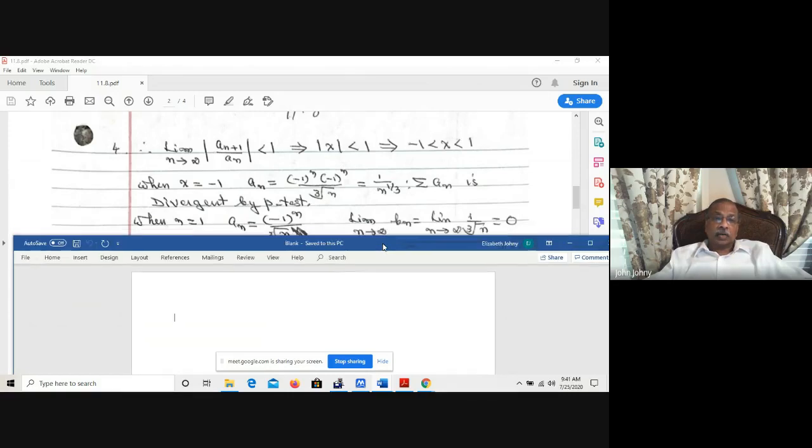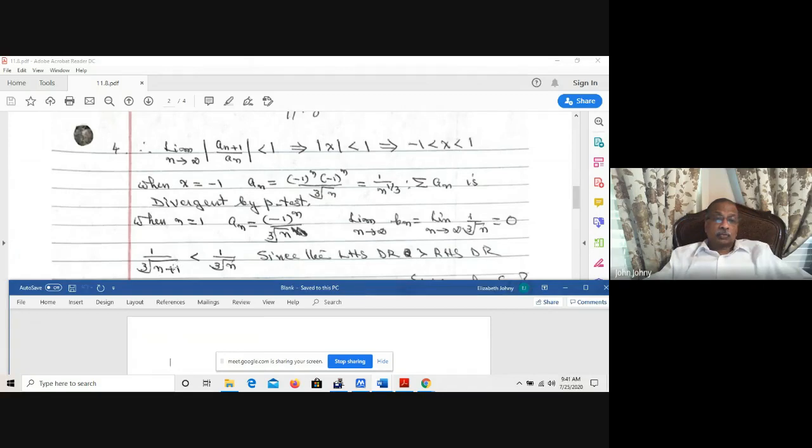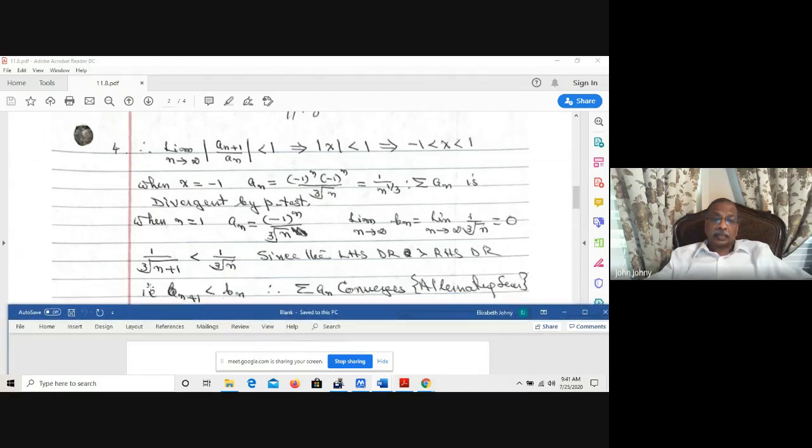When x is equal to 1, an is equal to -1 to the power of n divided by the cube root of n. The limit as n approaches infinity of bn is the limit of 1 over the cube root of n, which is 0. So you recall what is the difference between an and bn? Bn is the absolute value of an. That's it. So 1 over the cube root of n plus 1, this is bn plus 1, is less than bn, since the left hand side denominator is greater than the right hand side denominator. So bn plus 1 is less than bn, and that is, the sequence bn is a decreasing sequence.